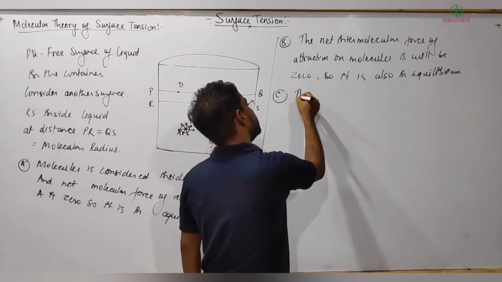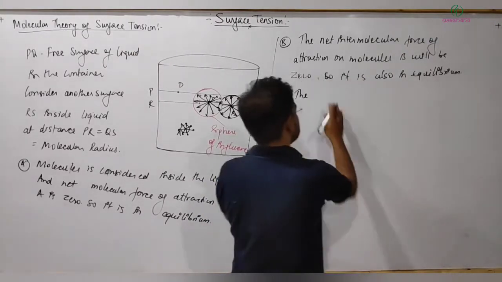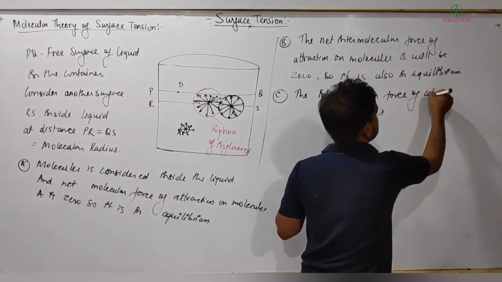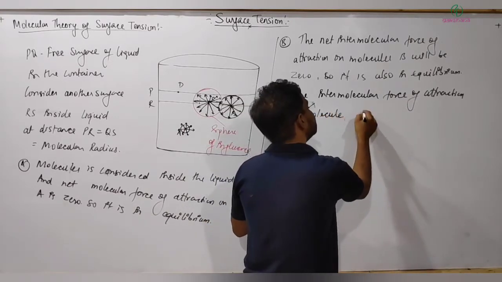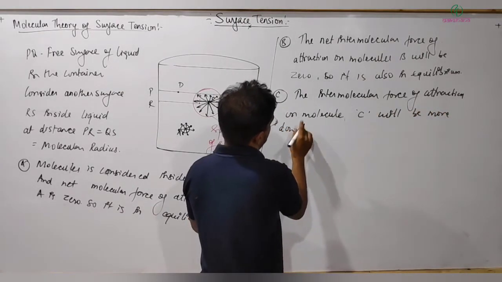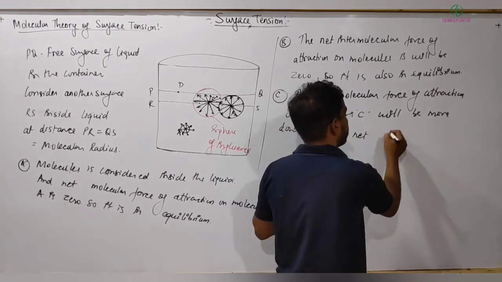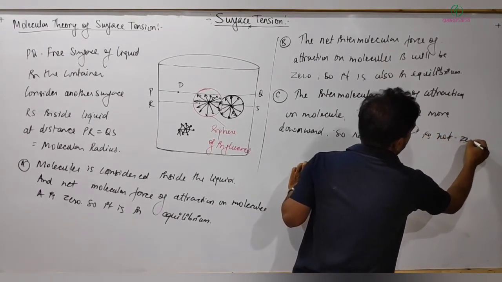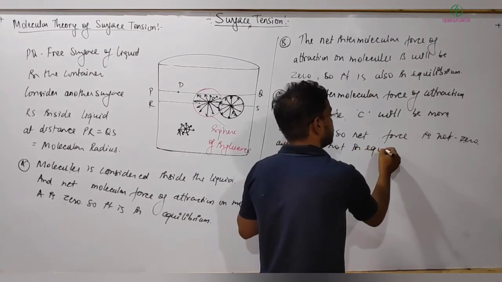So the molecular force or intermolecular force of attraction on molecule C will be more downward. So net force is not zero and it is not in equilibrium.